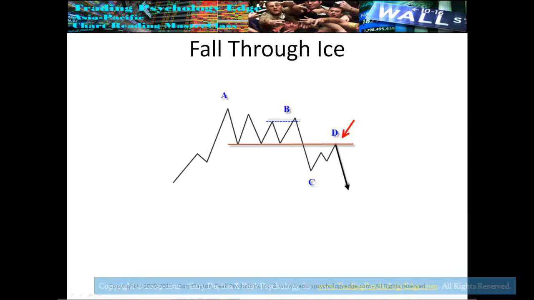The idea here is that we've got a story of support that's very strong until it breaks down, and once it breaks down, it becomes strong again. Okay? So the sign of weakness now, or the fall through the ice, is going to occur at C, and then we have a backup to the, bumping the head on the ice, and that's up here at D, and that's where we want to take a trade. Okay?